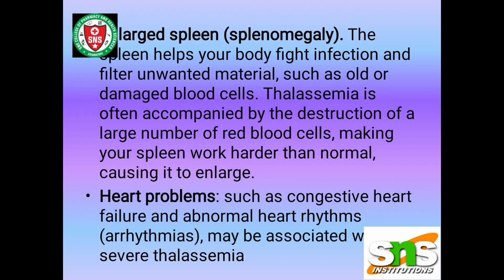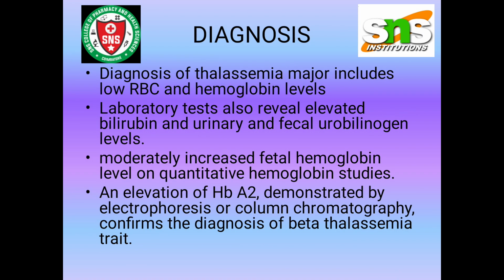An enlarged spleen, that is splenomegaly. The spleen helps your body fight infection and filter unwanted materials such as old or damaged blood cells. Thalassemia is often accompanied by the destruction of a large number of red blood cells, making your spleen work harder than normal, causing it to enlarge. Heart problems such as congestive heart failure and abnormal heart rhythms, arrhythmias, may be associated with severe thalassemia.